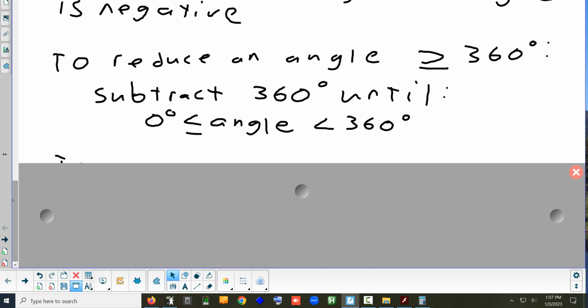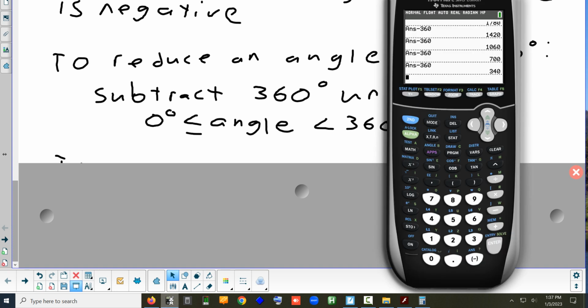All right, so we can make angles smaller by subtracting 360. But what if we had an angle that was like negative 1,500? What could I do to that to make it bigger, but it wouldn't affect the coordinate? Yeah, I can add 360. All you're doing is adding one revolution. That brings you exactly back to where you started. It just makes it so it's not a negative number.